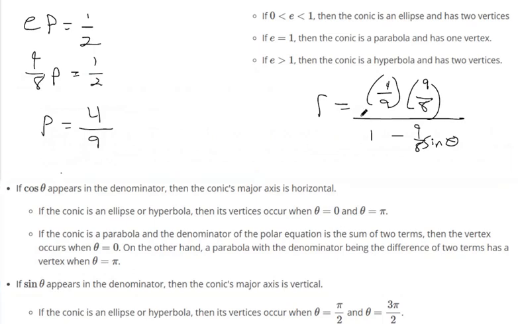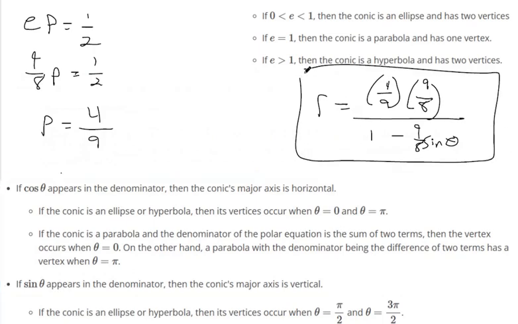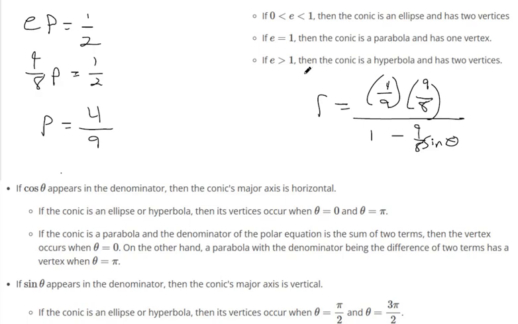Okay, so we got our equation for the hyperbola. To find the vertices, we got to plug in pi over 2 and 3 pi over 2. We know in polar coordinates, vertices occur at pi over 2 and at 3 pi over 2, because those are the thetas where it spells it out for a hyperbola. And then we need to plug these into the equation and simplify.